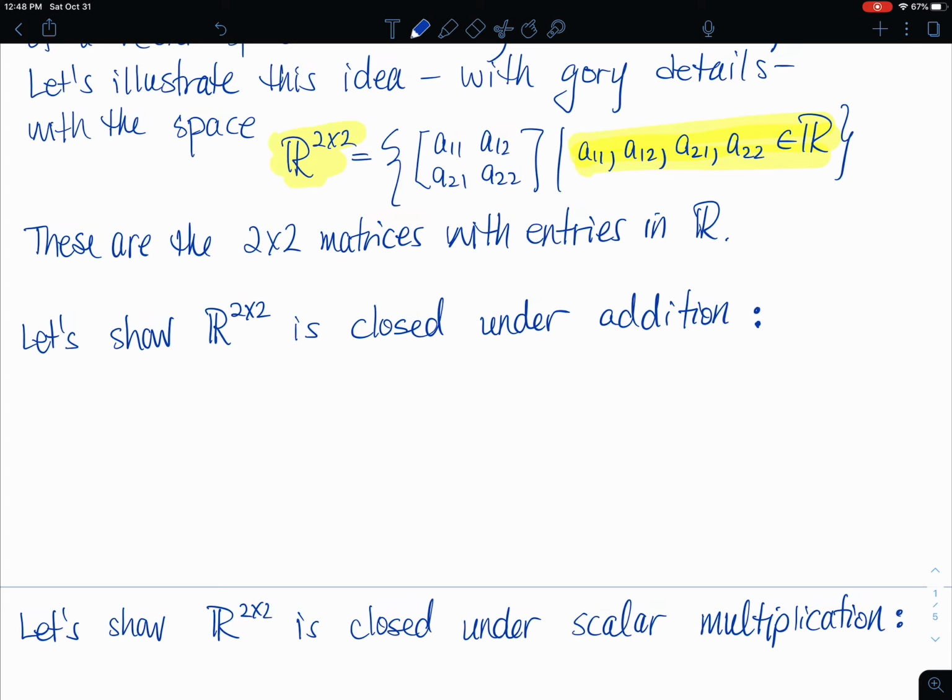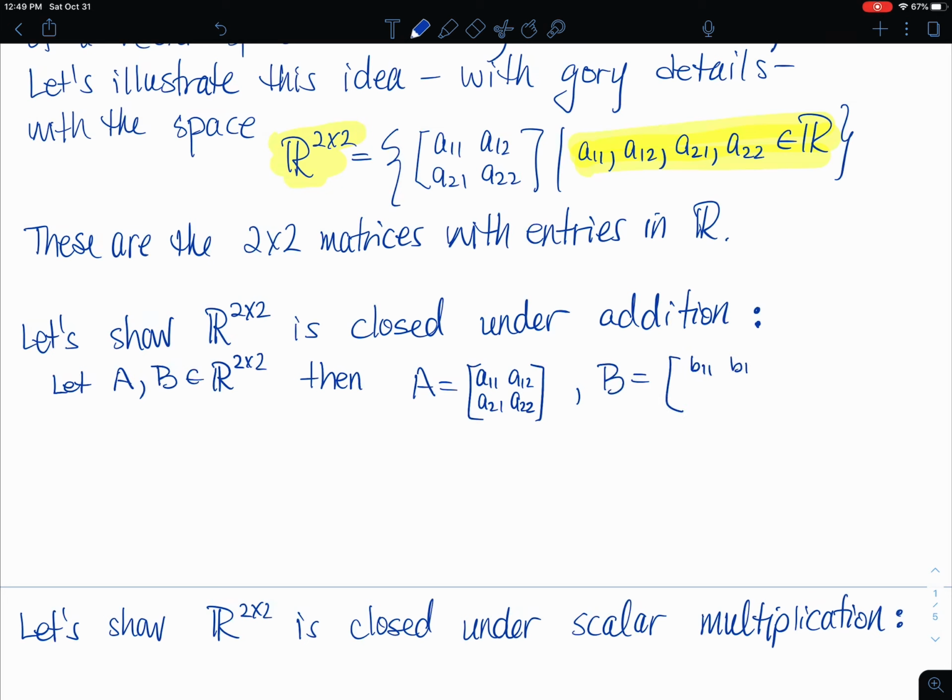So whenever you're trying to show closure, you just do this. You say, okay, I'm going to take 2 elements that are in my set, and I'm going to show that their sum is also in my set. It's probably not going to seem that interesting to you, but it's like what we did when we showed closure for subspaces. So you take an arbitrary element and you just write out what it looks like. So we're saying A and B both just look like 2 by 2 matrices with entries in R.